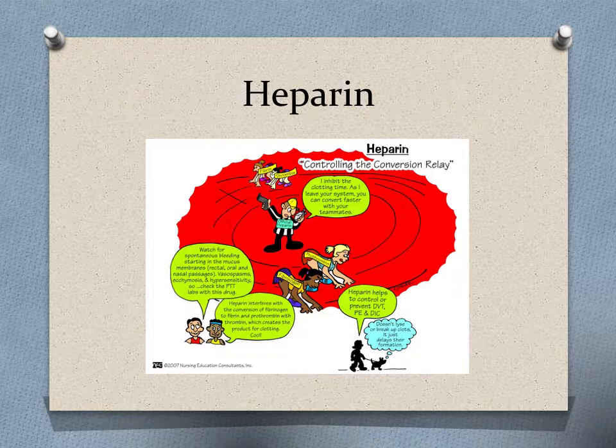So please look for bleeding and ask the patient if he or she has had black stools, hemoptysis, or any other signs of bleeding. Yes, there is an antidote for heparin, and it's called protamine sulfate.